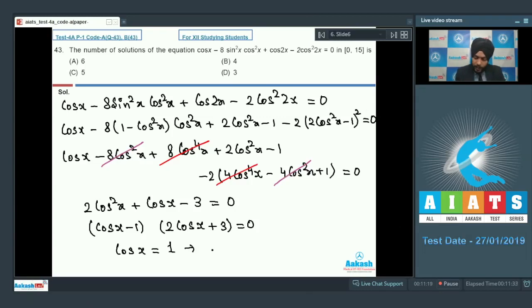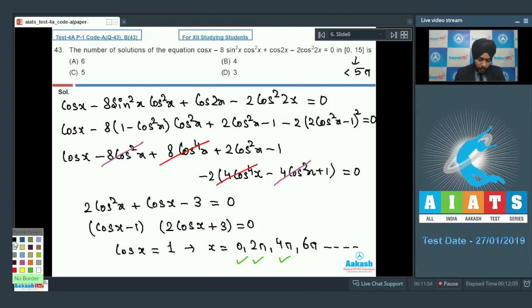So if cos x is equal to 1, x is equal to 2n pi. So we have 0, 2 pi, 4 pi, 6 pi and so on. But the interval is from 0 to 15. 15 is a value which is slightly less than 5 pi, because 5 pi will be 15.7. So we have only the first 3 solutions as the acceptable solutions according to the interval given in the question. Okay, so we have the total number of solutions equal to 3. Option number D is correct. Fine. Let us move on to 44 now.